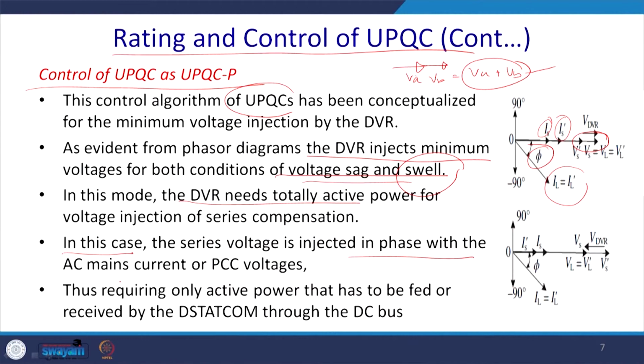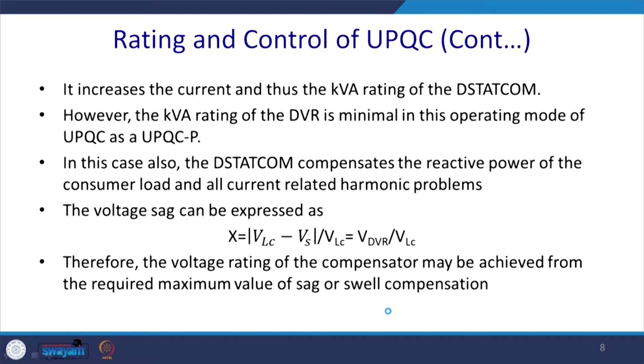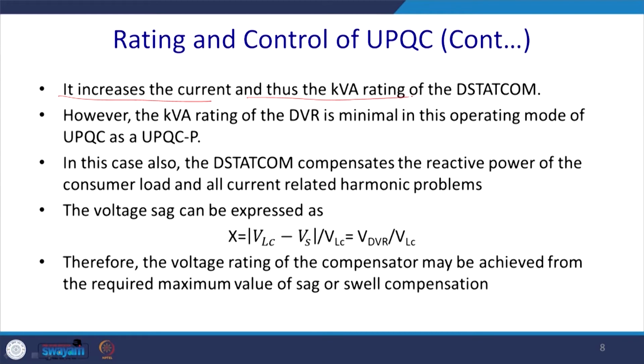In this case, the series voltage is injected in phase with the AC mains current or the PCC voltage, thus requiring only the reactive power that has to be fed or received by the D STATCOM through the DC bus. So, in this it increases the current, since the real current in phase will flow, and thus the KVA rating of the D STATCOM will be higher.